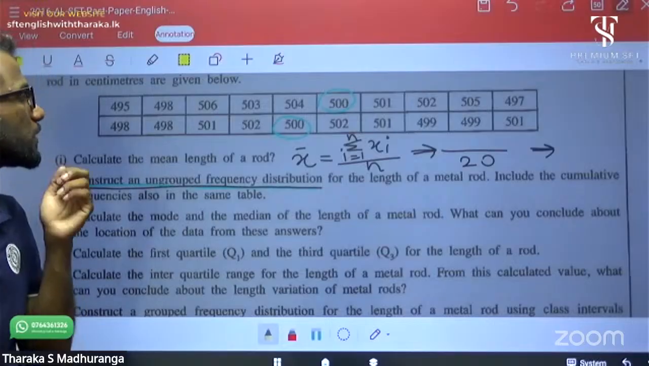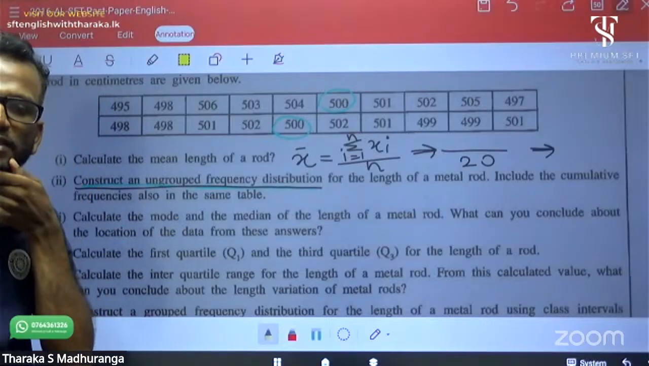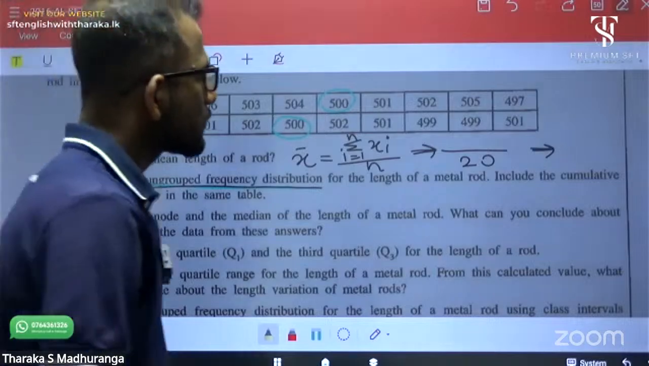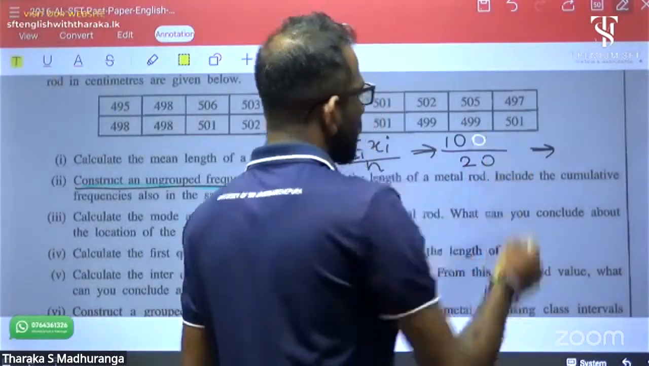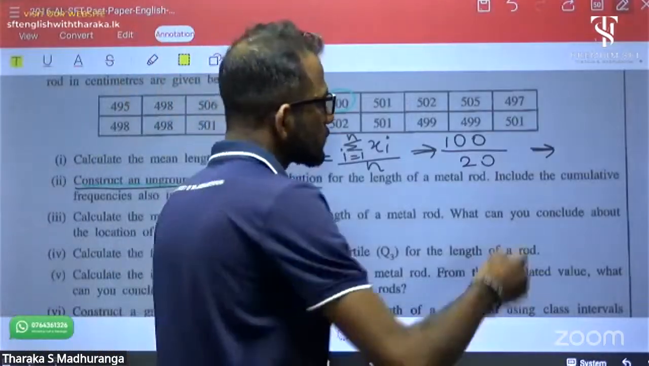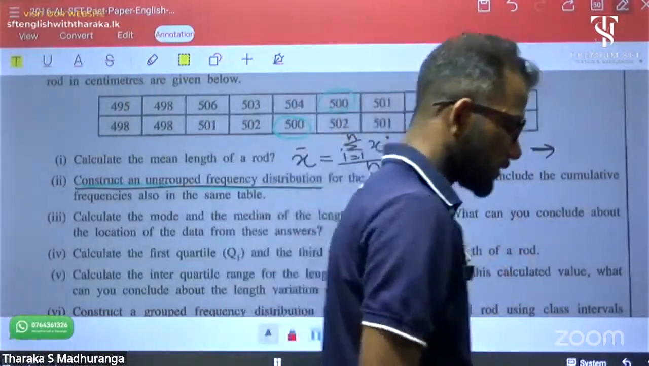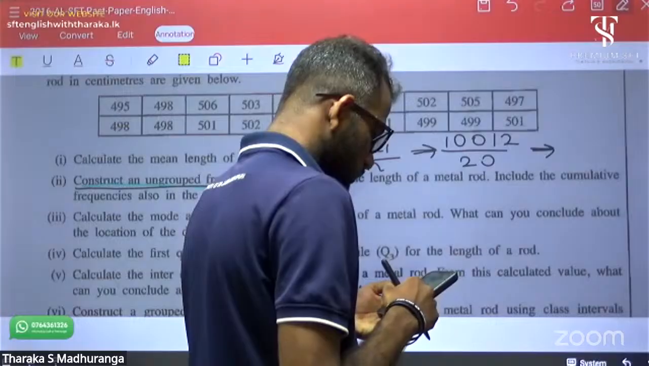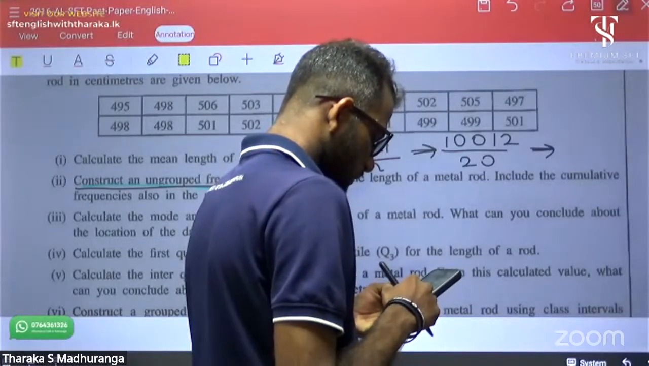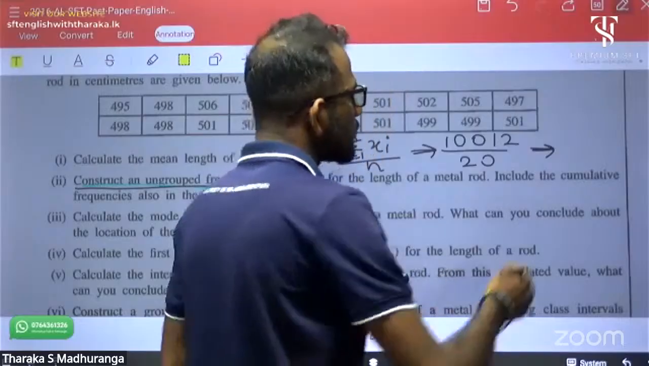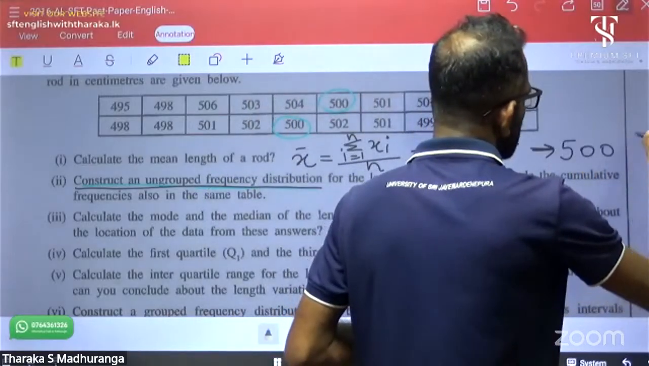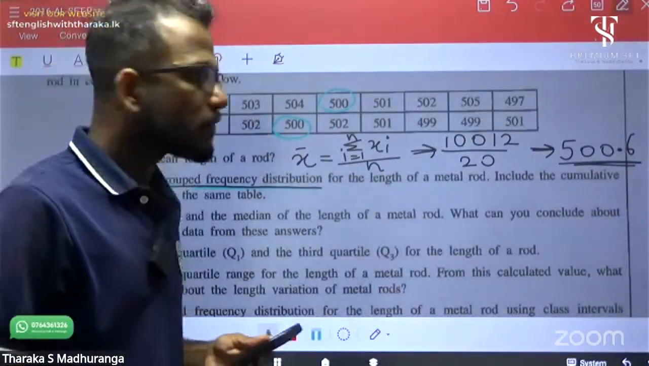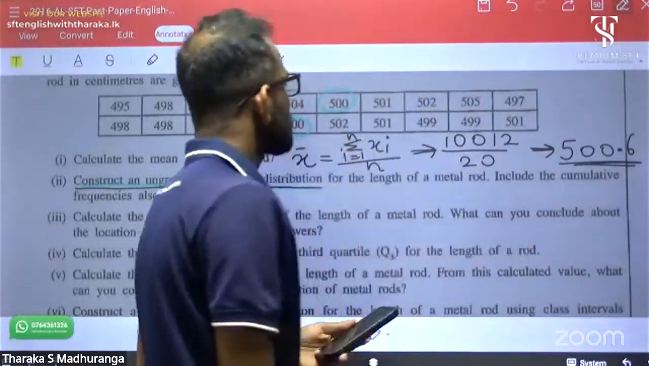495 plus 498 plus 506 plus 503 plus ... The sum is 10,012. 10,012 divided by 20, that's the mean. It is 500.6. 500.6 is the mean of the distribution.